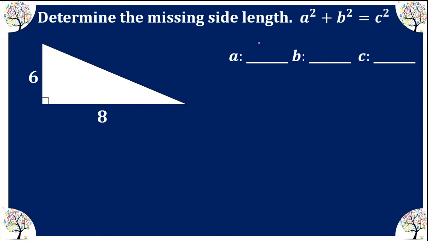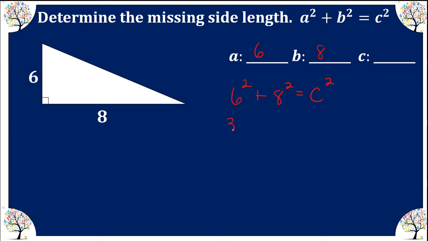This time we have a leg of 6, a leg of 8, and we're looking for the hypotenuse again. So let's plug it into our formula. A is 6, it says to square it. B is 8, we square it. And that is equal to C squared. So we're going to solve for C, the hypotenuse.